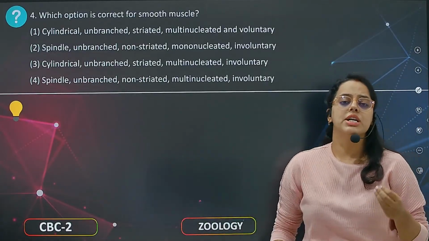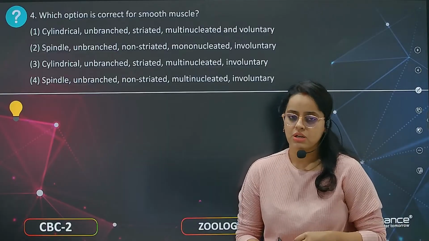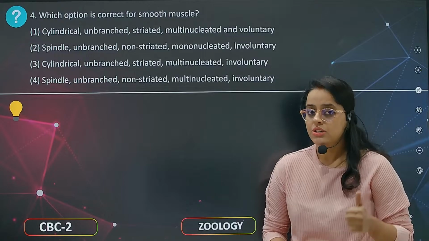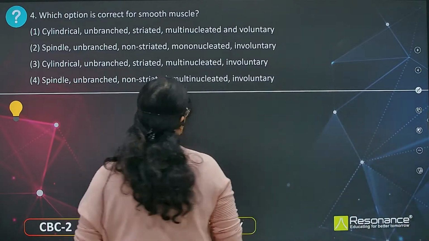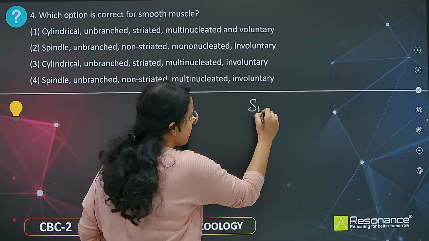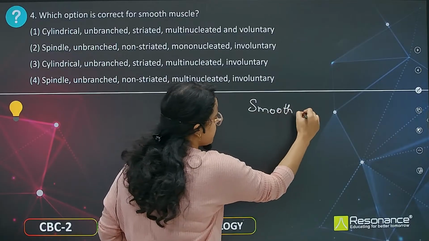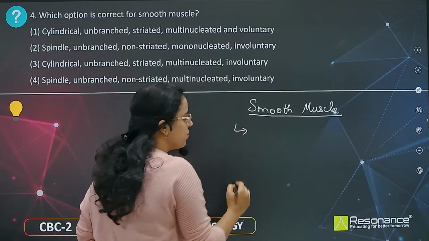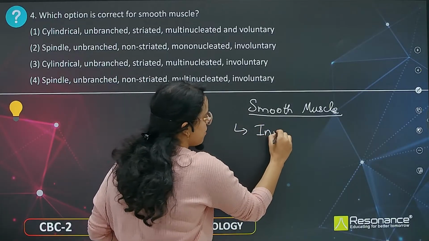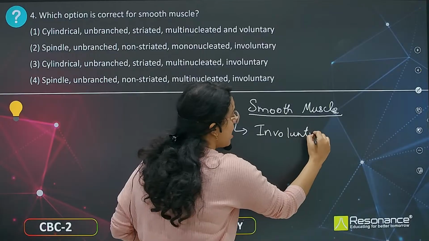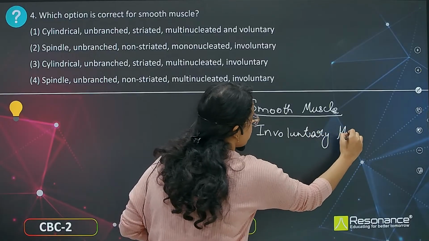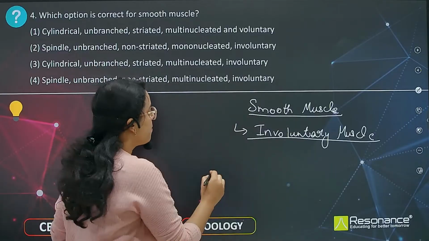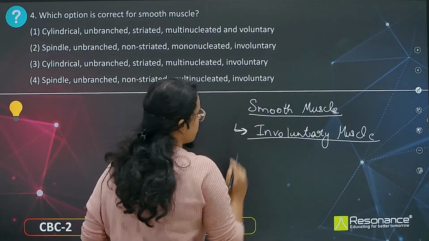Which option is correct for smooth muscles? Smooth muscles are not branched. Let us note the characteristic features of smooth muscles. Whenever you get these kinds of questions, you just have to recall the properties of smooth muscles. They are involuntary in action, which means they are not under our control. This type of muscle is called smooth muscle, right? So involuntary function is present in smooth muscle.